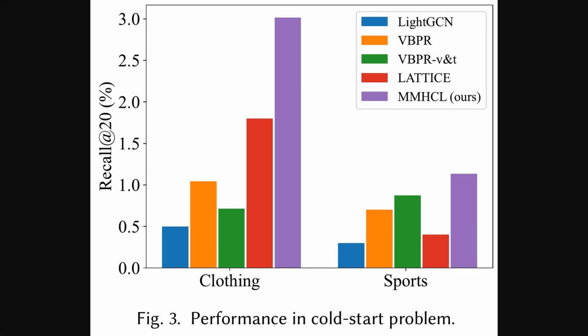So we saw how multimodal hypergraph contrastive learning generally performs well. Now, Figure 3 specifically tackles the cold start problem. This is a common challenge where the system needs to make recommendations for new users or items, where there's very little past interaction data to go on. The chart shows recall at 20 for the clothing and sports datasets, and again, our multimodal hypergraph contrastive learning model, the purple bar, significantly outperforms the others. This suggests its ability to leverage those rich multimodal features, and the higher order connections from the hypergraphs is really beneficial in these data scarce scenarios.